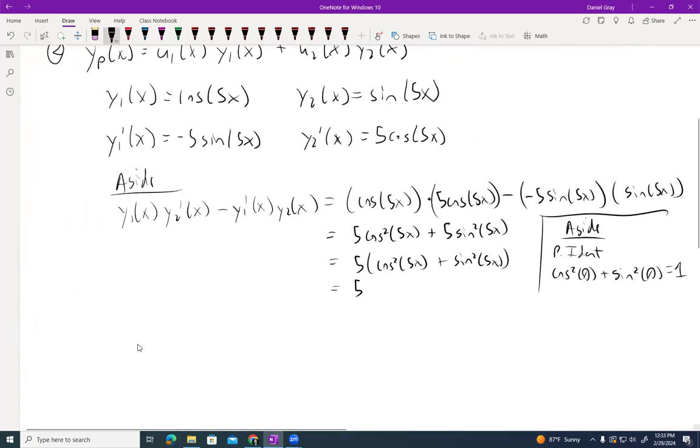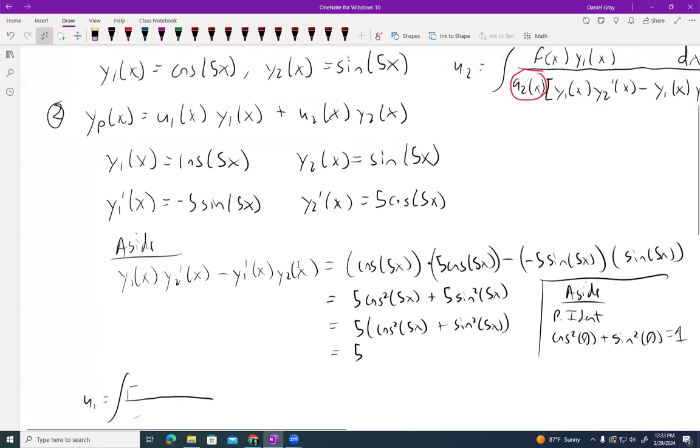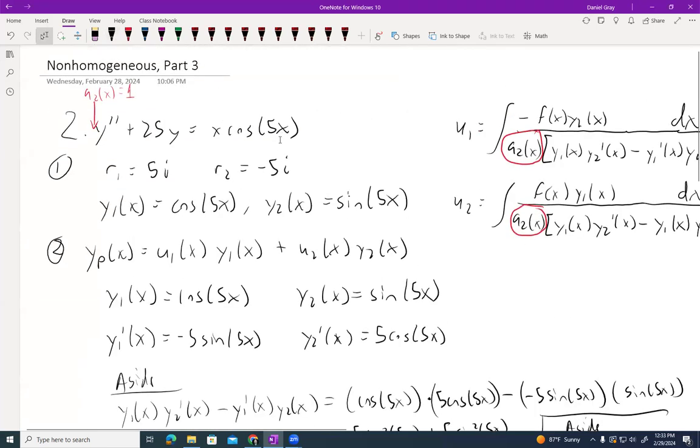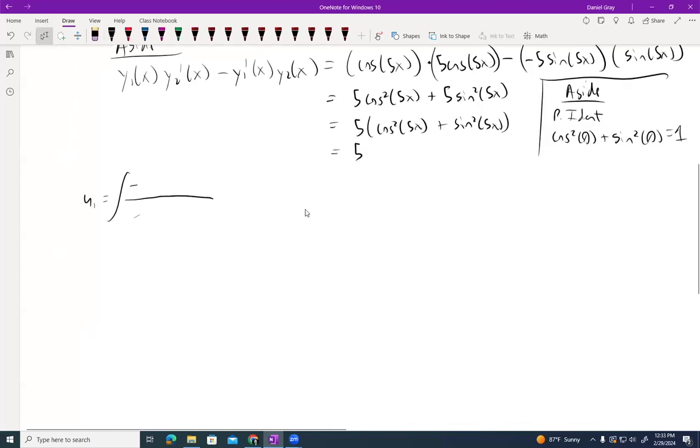So my u1 is supposed to be equal to the integral. Upstairs, I'm going to have a negative f of x, right? So my f of x, I got to scroll up a little bit. My f of x was x cosine of 5x, okay? Times my y2 of x, which was sine of 5x, okay? All divided by, well, my a2 of x was 1, and then I had my y1, y2 prime minus y1 prime, y2 is 5. So there's my denominator right there.